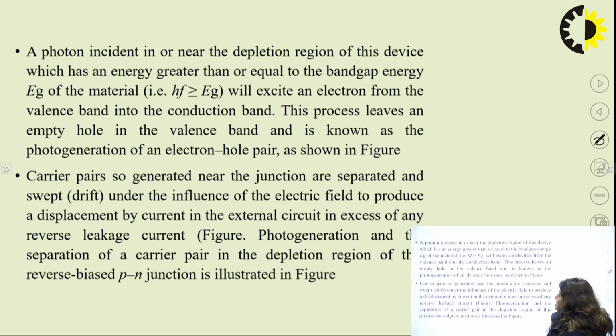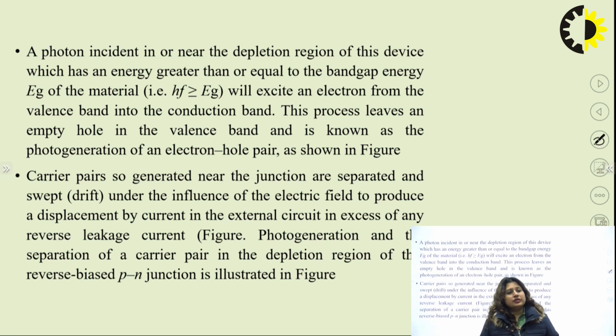So a photon incident in or near the depletion region of this device, which has an energy hν greater than Eg, will excite an electron from the valence band into the conduction band. This process leaves an empty hole in the valence band, and it is known as the photogeneration of an electron-hole pair. In the same way we have discussed already in the case of lasers and LEDs, there the recombination of electron-hole pairs will provide you light.